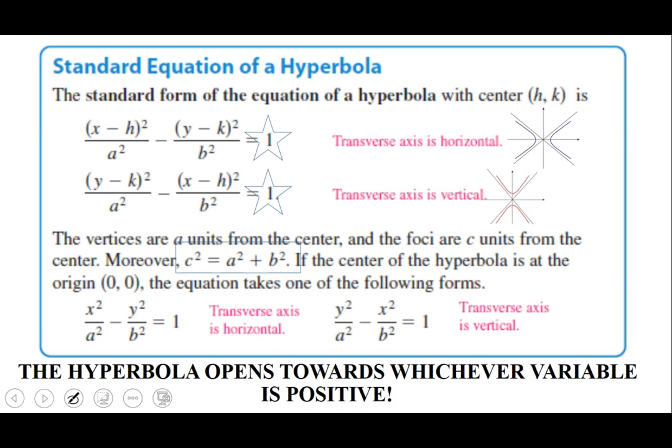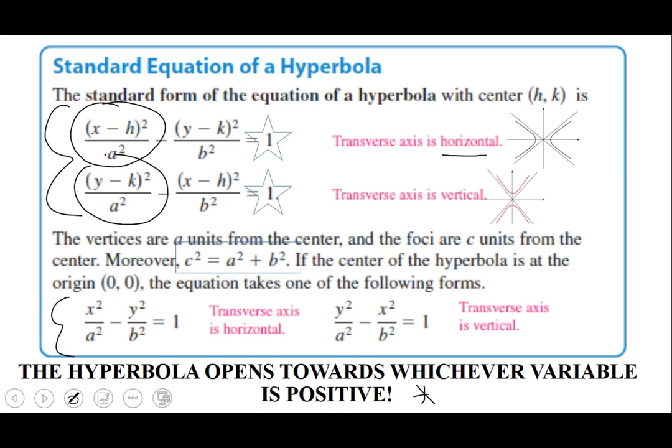This is just a reminder of the 4 different equations. Remember, 2 equations if the center is not at the origin, and then 2 equations if it is. Most important thing to remember about a hyperbola is that it opens towards whichever variable is positive. So notice in this first equation, the fact that the x is positive is how I know that the transverse axis is horizontal. So it's going to open from left to right. Notice how in the second version, because the y is positive, that's how I know that it's going to be a vertical transverse axis, and it's going to open bottom to top.